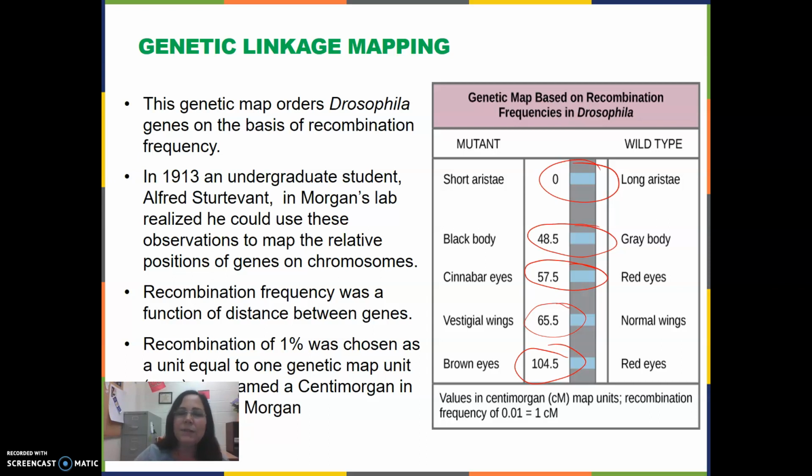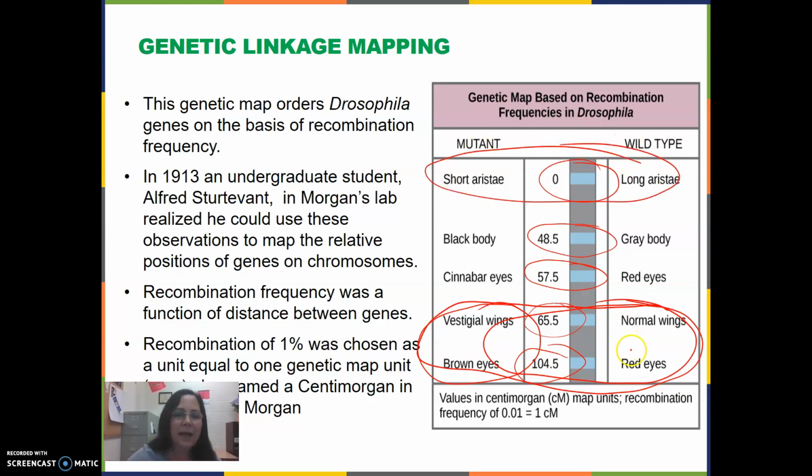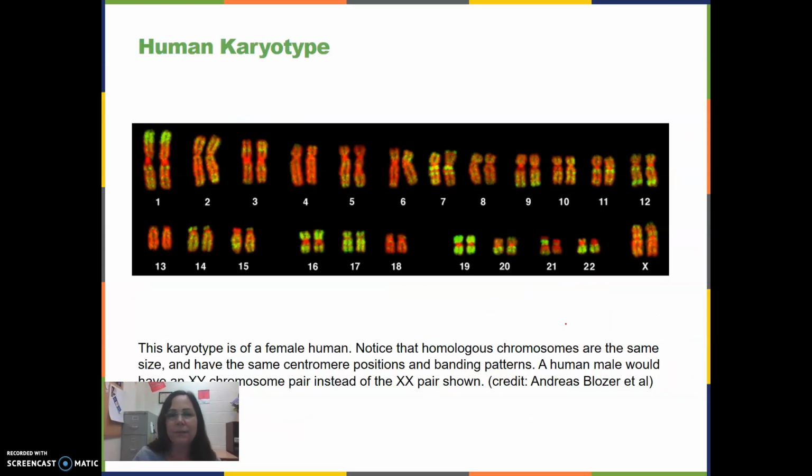Okay, so in other words, the vestigial wings or normal wings and red eyes or brown eyes, these two genes here, they're going to have less crossing over because they're closer together. But the Arista gene and the brown eye versus red eye gene are farther apart, so they're going to have more crossing over.